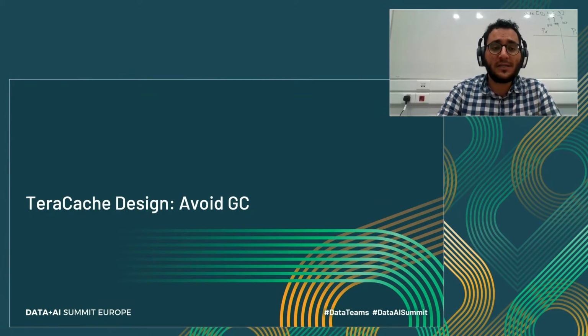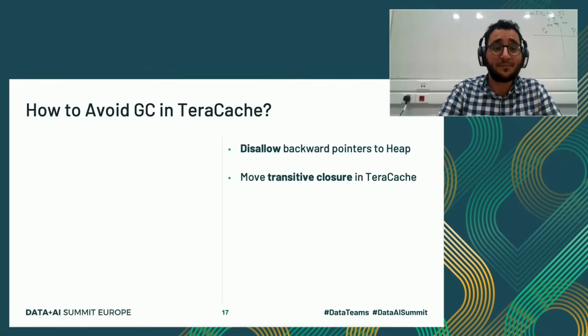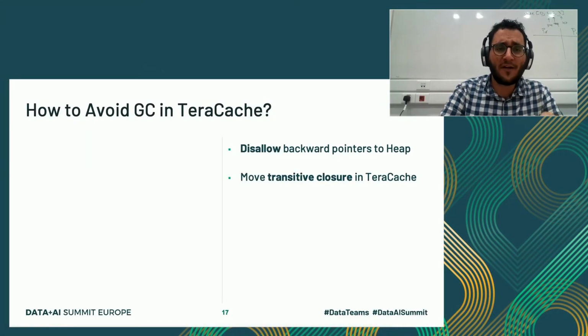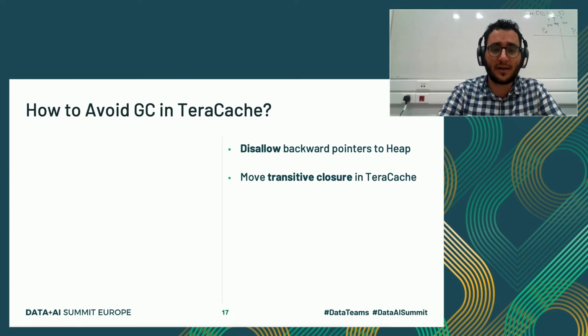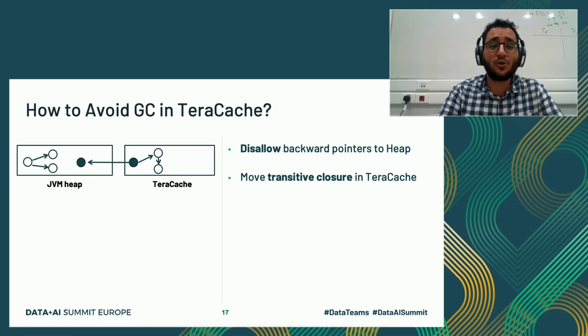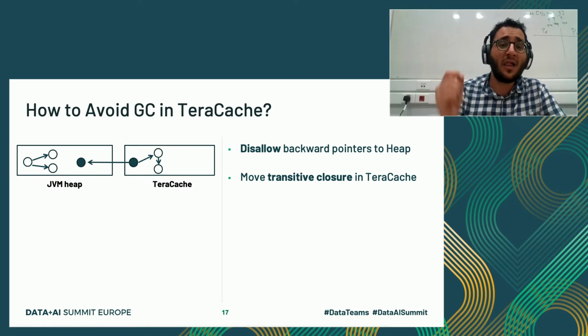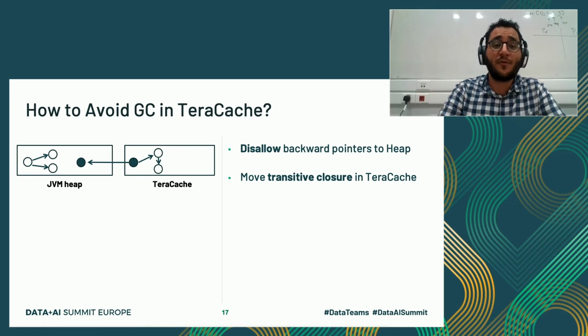Now, I'm going to discuss in the rest of my talk how we avoid the garbage collection in TeraCache and how we avoid serialization and deserialization. First, I'm going to explain how we avoid the garbage collection in TeraCache. In order to eliminate the garbage collection in TeraCache, we disallow backward pointers from the TeraCache heap to the JVM heap.